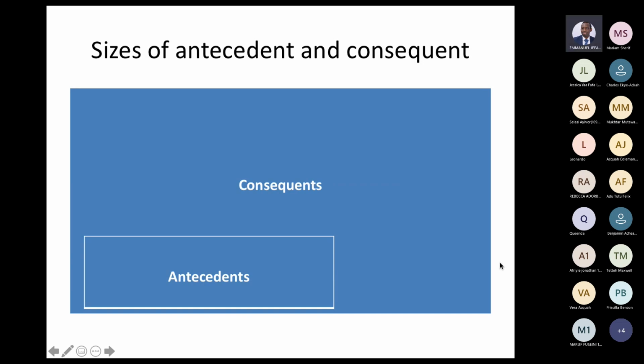That's why we have the rule for deductive reasoning. That's why affirming the antecedent will lead you to a valid conclusion about the consequent. But denying the antecedent will not lead you to a valid conclusion about the consequent. And then affirming the consequent will not lead you to a valid conclusion about the antecedent. But denying the consequent will lead you to a valid conclusion about the antecedent.